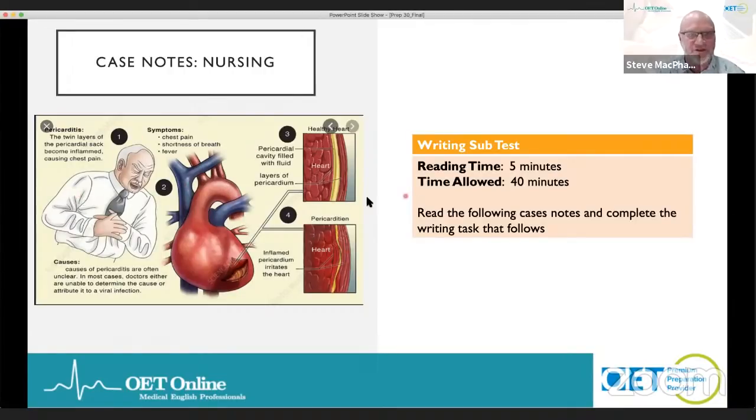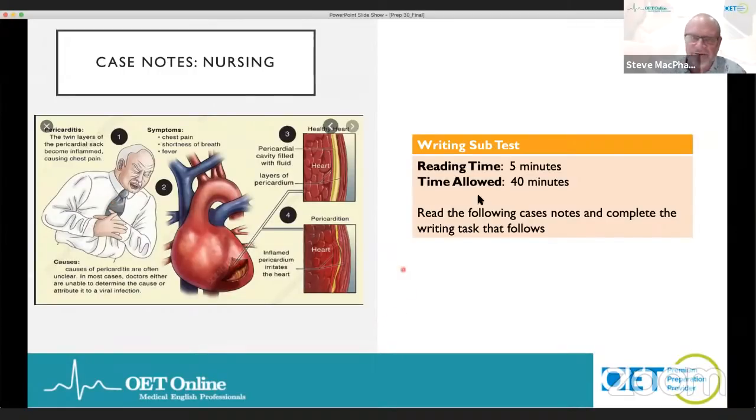So I'm not going to go too much into this slide, but I just wanted to give you a little bit of background. The case is pericarditis, everyone. The task we're looking at is a patient with pericarditis. The nurse has been seeing this patient. Suddenly the situation's got worse, and this patient needs to be referred to a doctor due to possible complications associated with pericarditis, everyone. So that's what we're looking at here.